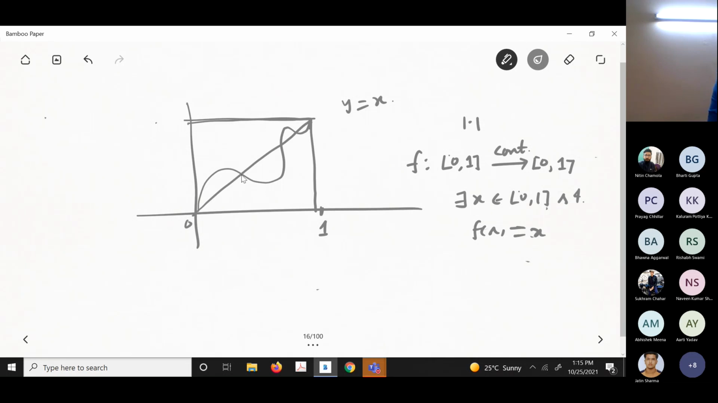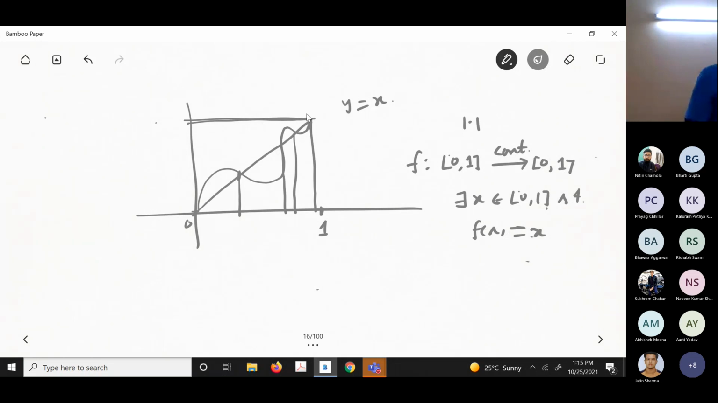Y equal to x. Look, this is a fixed point. This is also a fixed point. f(0) equal to 0. Here, whatever x is there, f(x) equals x. Here is one fixed point. Here is one fixed point. Okay, here is one fixed point. I have drawn this one.